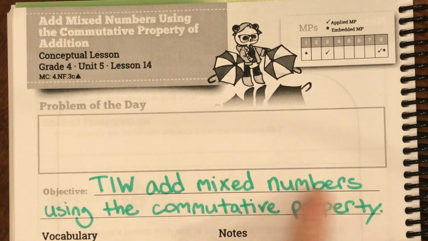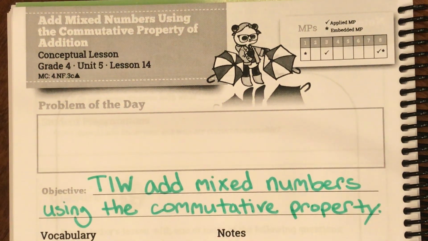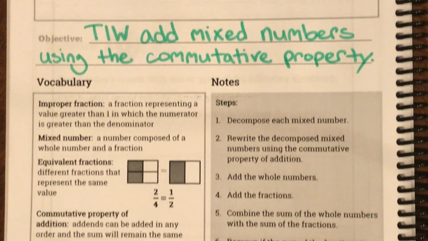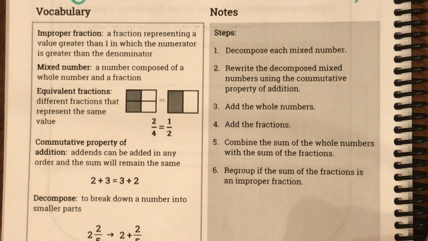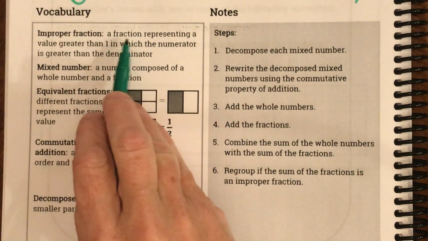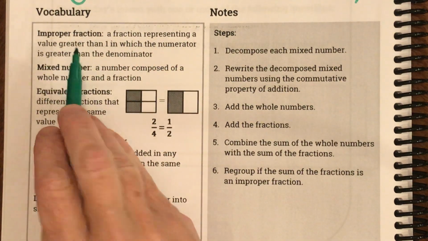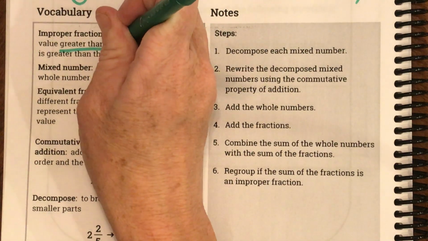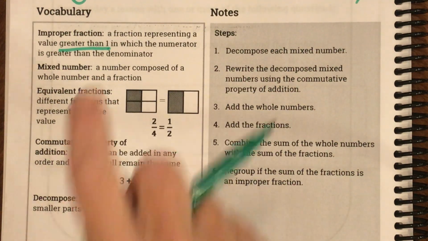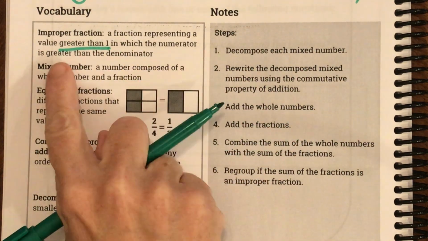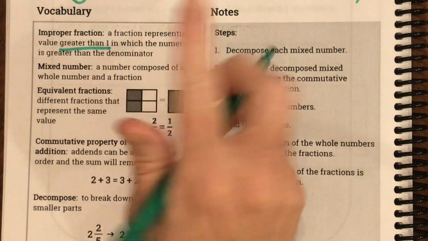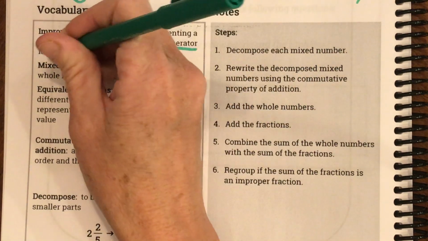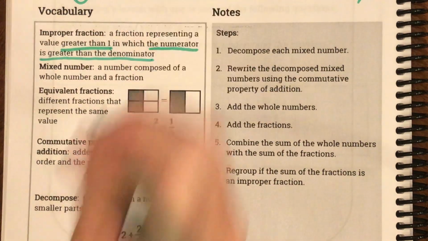Okay, and we're going to talk about mixed numbers and commutative property in our vocabulary today. So let's look at our vocabulary. Our first word is improper fraction. And this is something that we've learned, so they're just reminding us. It says it's a fraction representing a value greater than 1, that's important, greater than 1, in which the numerator is greater than the denominator. So the numerator is greater than the denominator.